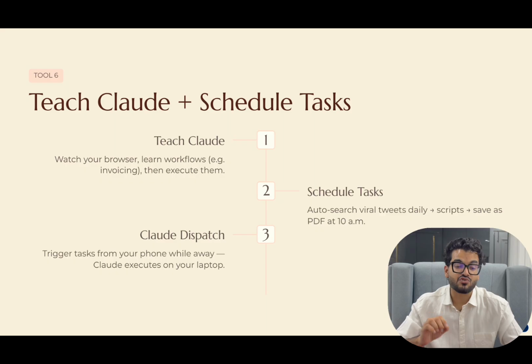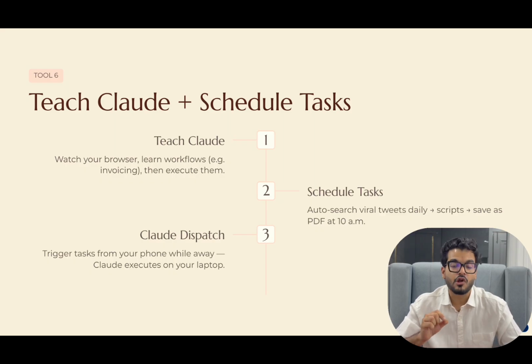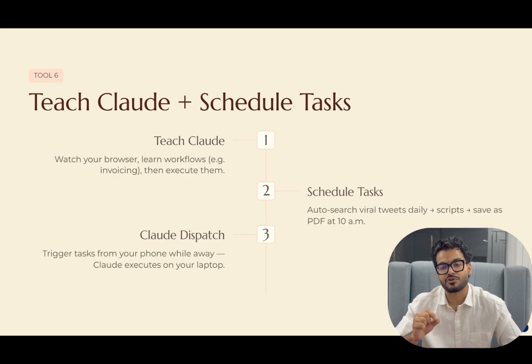This is something I was doing every single day, so I thought, why not make a scheduled task about it? Now every day at 10 am, it searches for the 7 most viral tweets on my feed on X, turns them into scripts, and saves them as a .pdf file on my desktop. The entire thing happens automatically without it even asking me to do anything. And this is the pure beauty of it.